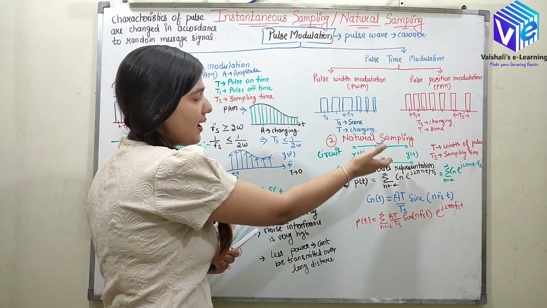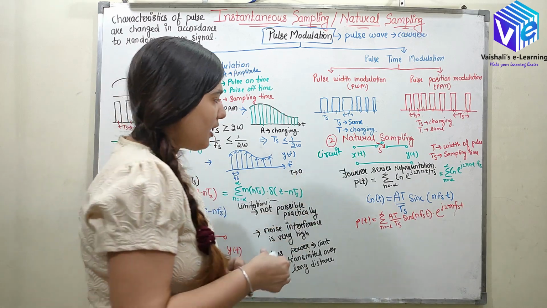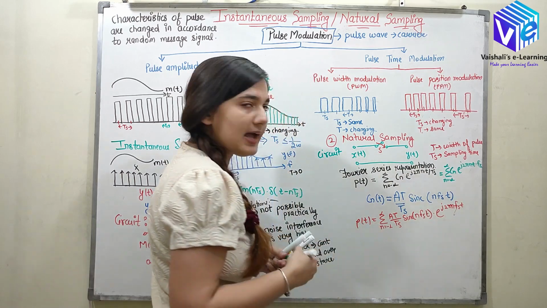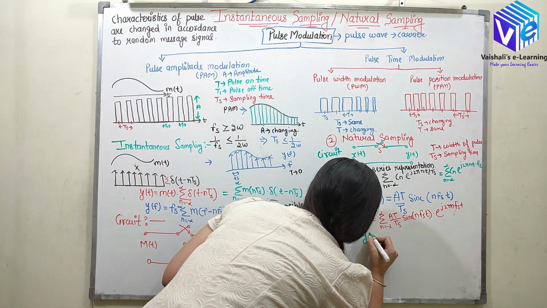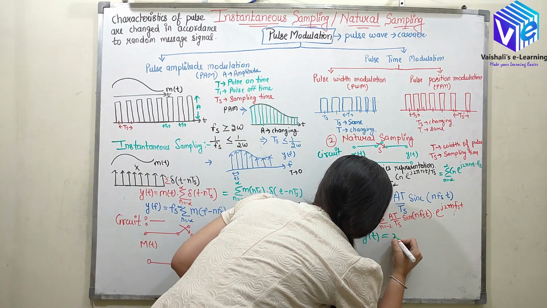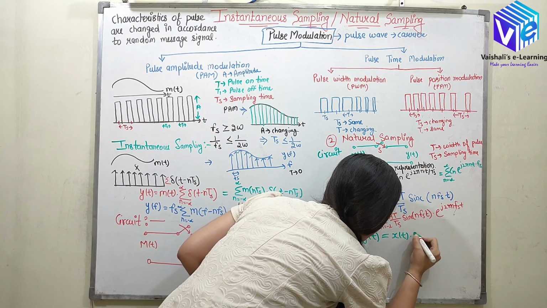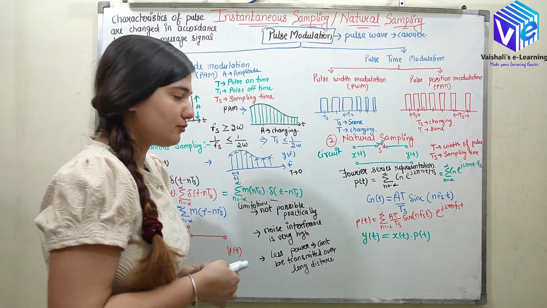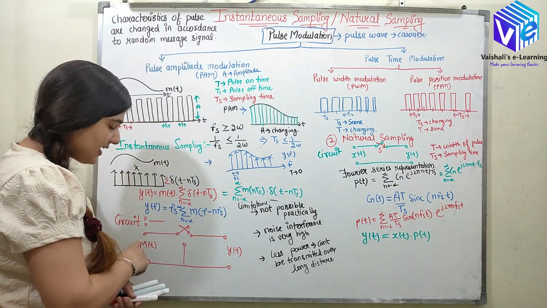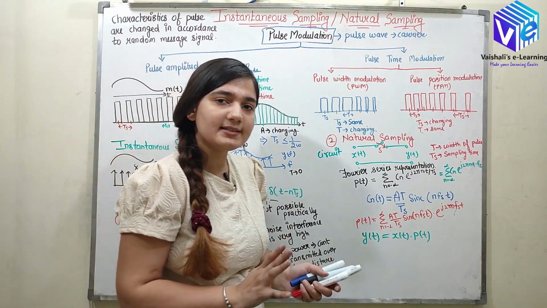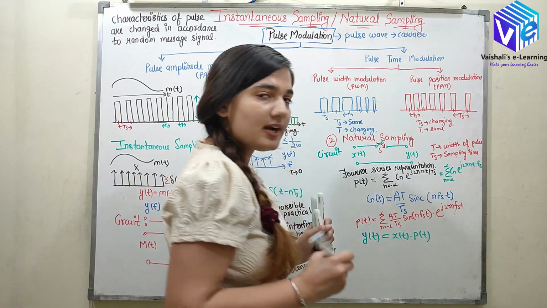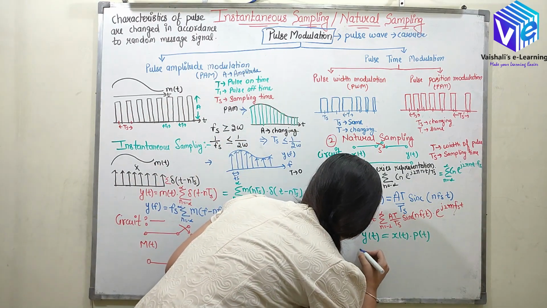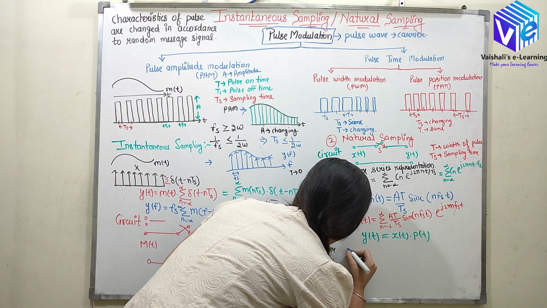So here is how I am getting the y(t). Now x(t) is multiplied with p(t) and I'll get the y(t). So y(t) is x(t) multiplied with the pulse. Now don't get confused. Earlier I took the message as m(t) and here I am taking it as x(t), just to differentiate between instantaneous sampling and natural sampling. So here I'll multiply both of them.